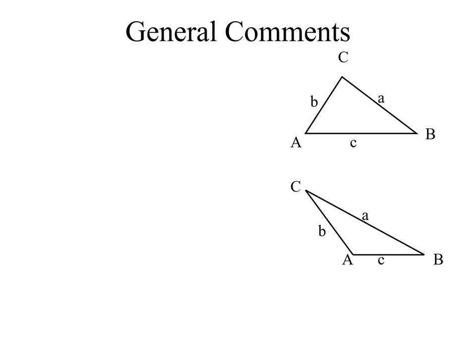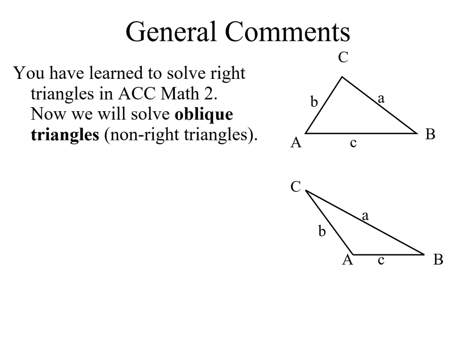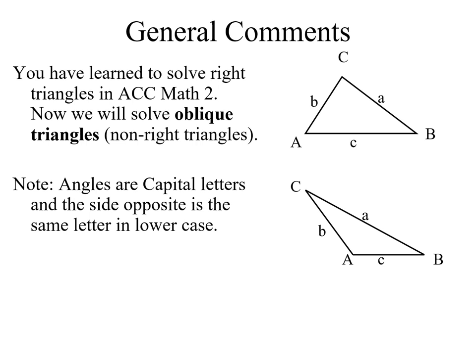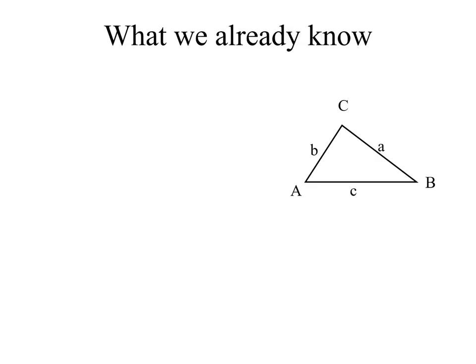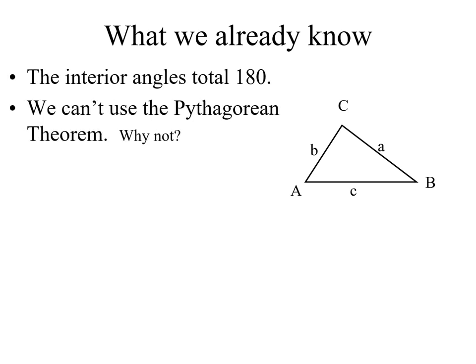The general comments here. You have learned to solve right triangles. Now we will solve oblique triangles, which are non-right triangles. Angles are capital letters and the sides opposing them use the same letter in lower case. What we already know: the interior angles total 180. We can't use the Pythagorean theorem.